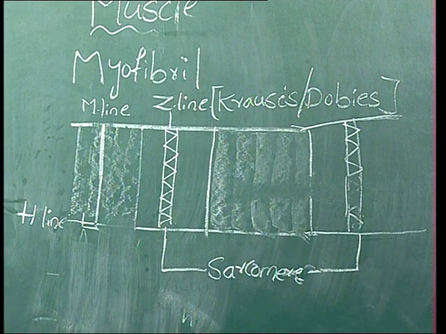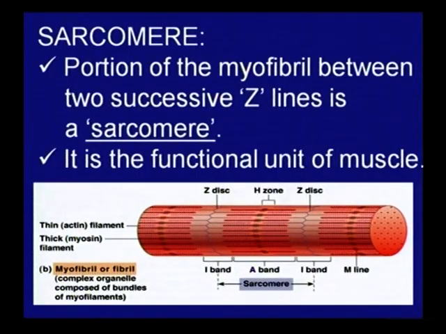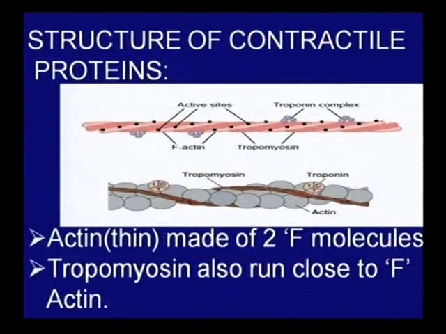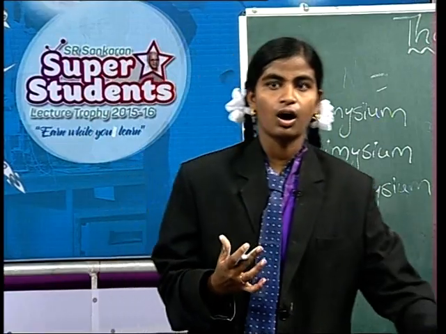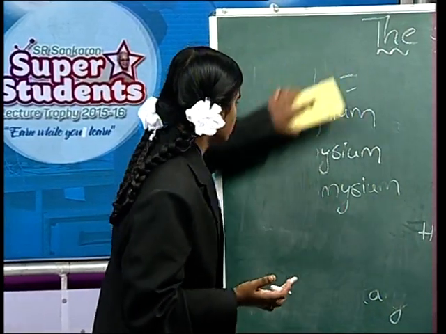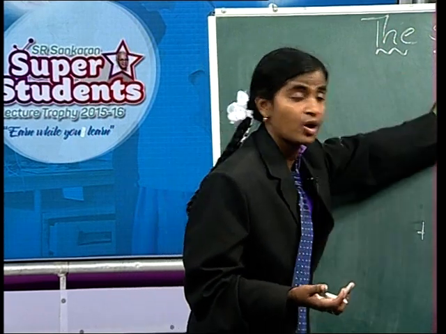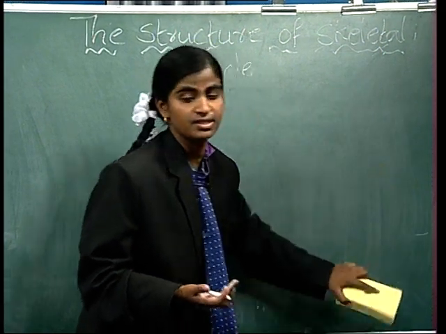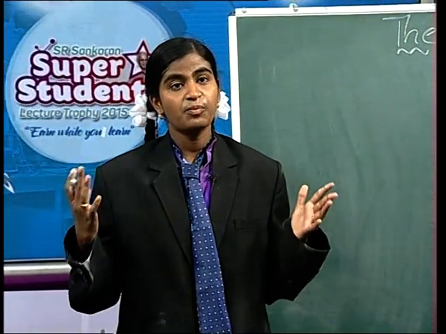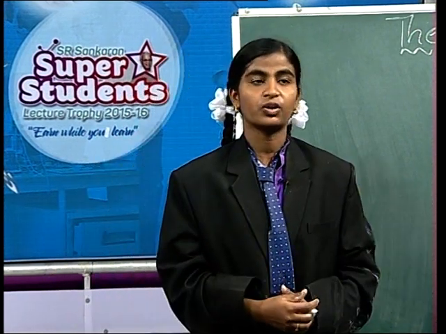Friends, the portion of myofibril between two successive Z lines is a sarcomere, and it is the functional unit of muscle. The successive Z lines constitute the sarcomere. The two proteins, actin and myosin, are found in the sarcomere. Actin and myosin are both called contractile proteins.